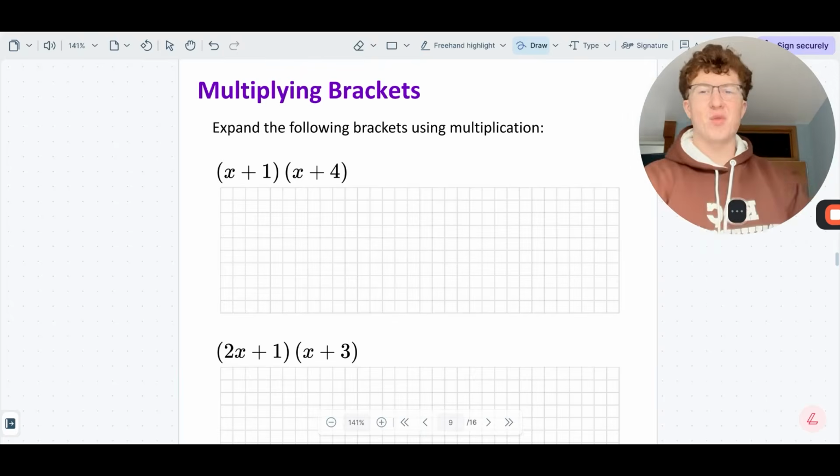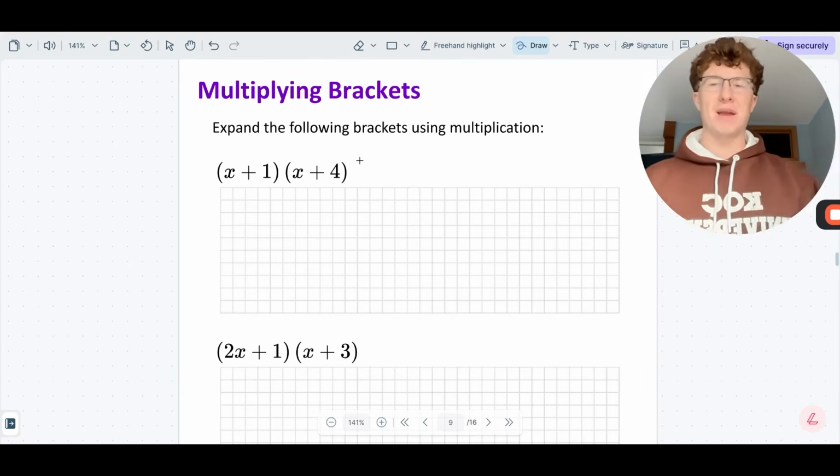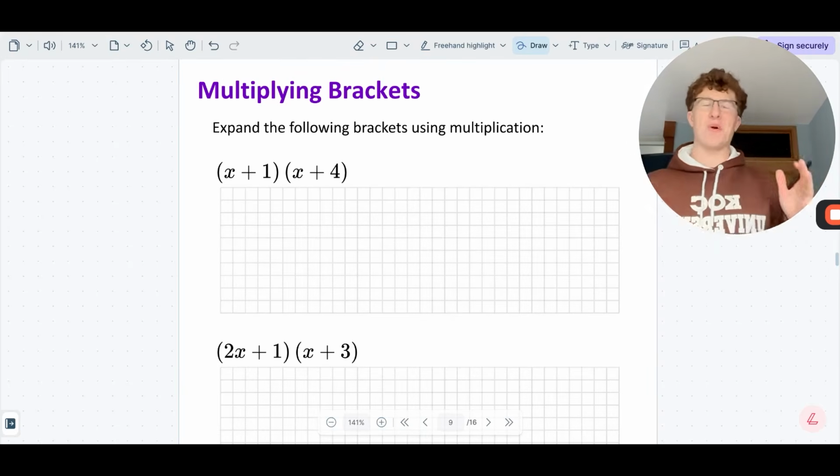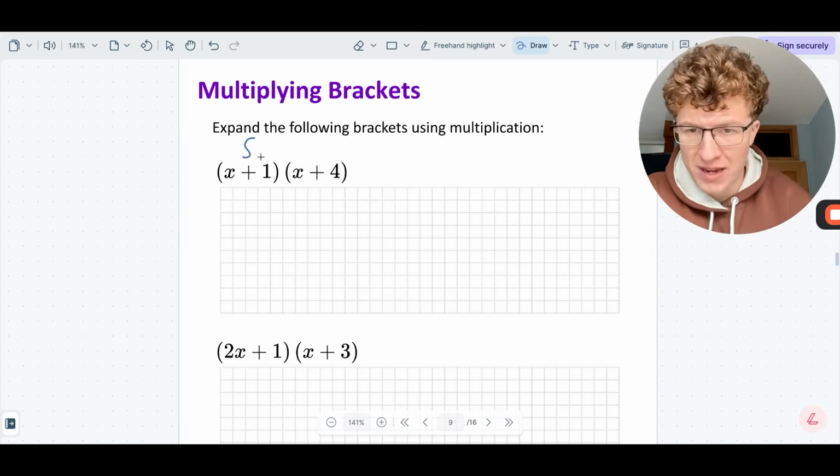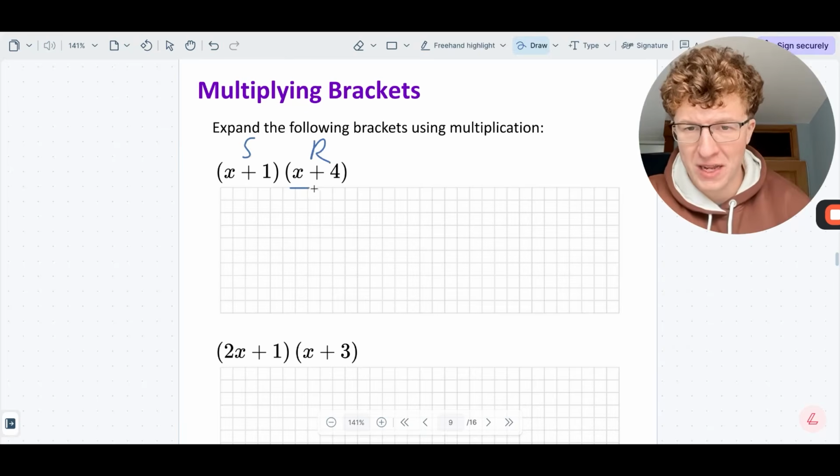All right, next set of questions here. We're going to be dealing with multiplying brackets. What's the method when we're multiplying brackets? Every time we're going to be using split and repeat. We're going to be splitting up this first bracket here, and we're going to be repeating the second bracket here.